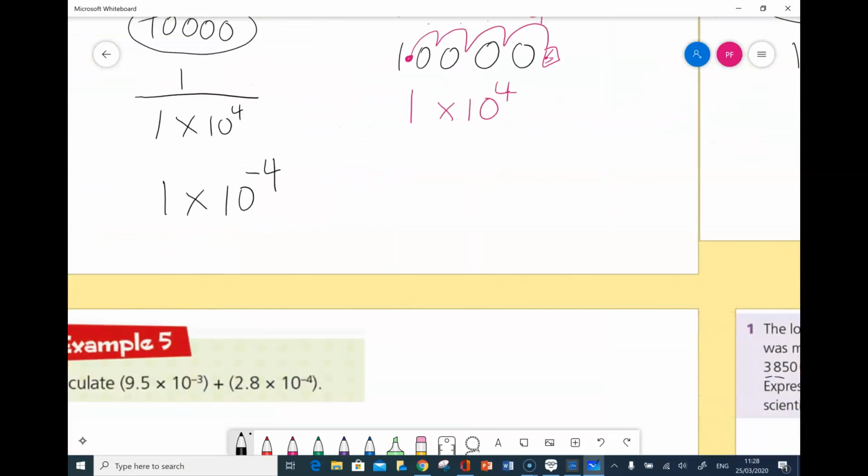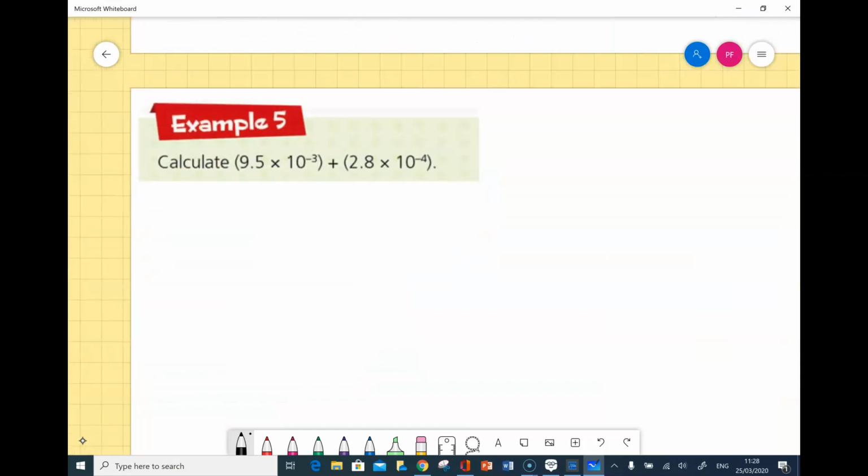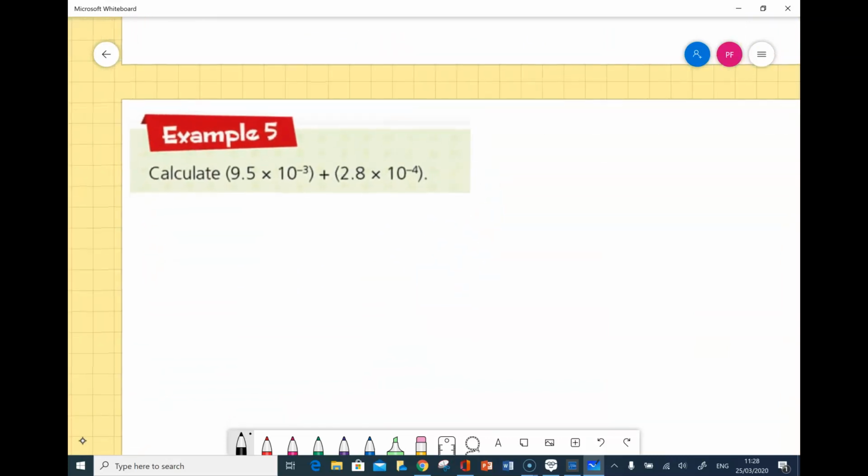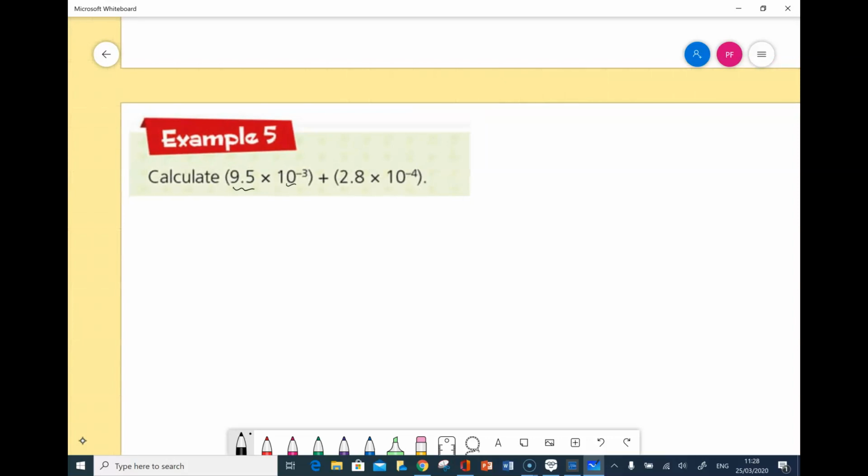All right, example 5, something very, very similar. And this time we're going to add them. So I've got 9.5 by 10 to the power of minus 3 plus 2.8 multiplied by 10 to the power of minus 4. In this case, it's probably just going to be easier to unravel them and add them. So I've got 9.5 by 10 to the power of minus 3. So what does that tell me? That tells me that I had a big long number. The decimal places went to the left. So 10 to the power of minus 3 means it's a small number.